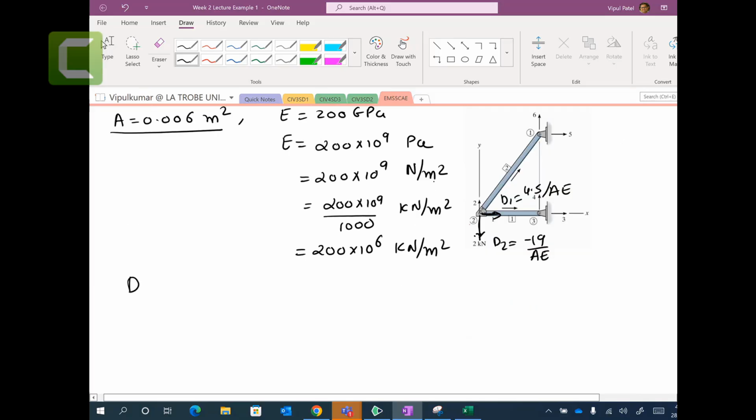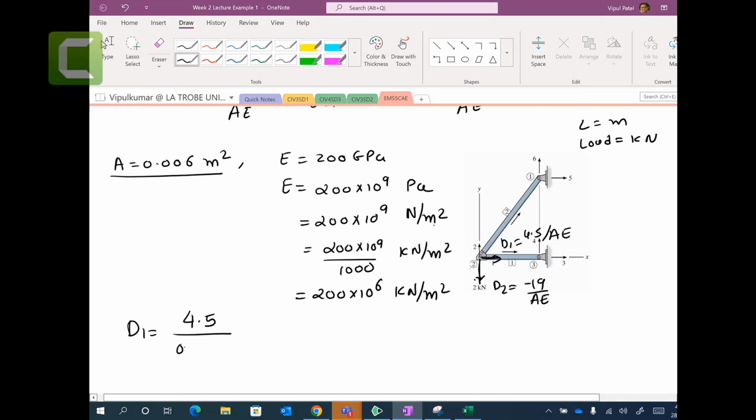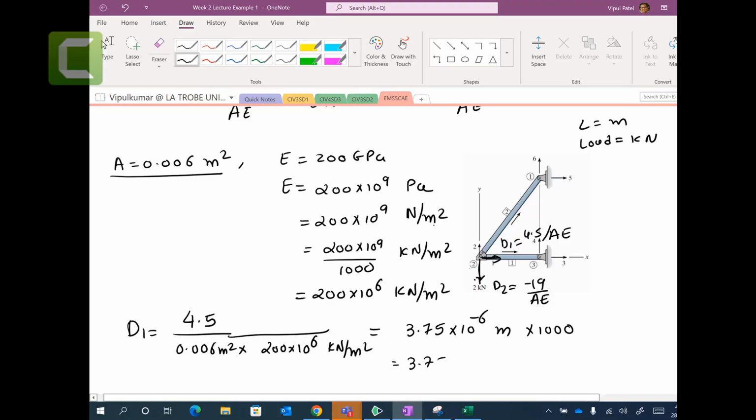So we can plug in the values. D1 equal to 4.5 over area 0.006 meter square times 200 times 10 raised to 6 kilonewton per meter square. So if I use my calculator, 4.5 divided by 0.006 times 200 times 10 to the power 6, you get a very small displacement in meters, 10 raised to minus 6 meters. And if I multiply by thousand, you get in millimeters, 3.75 times 10 raised to minus 3 millimeters.